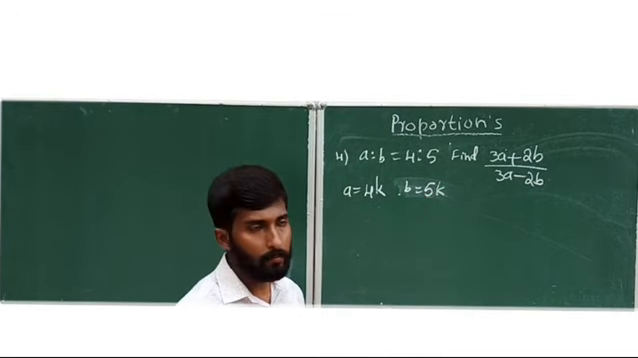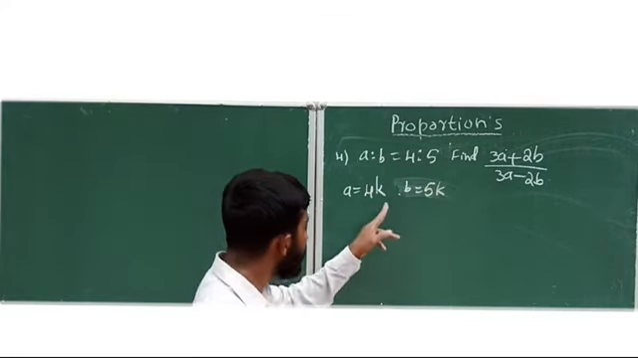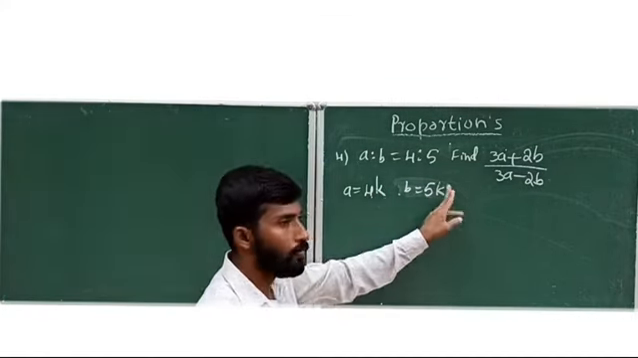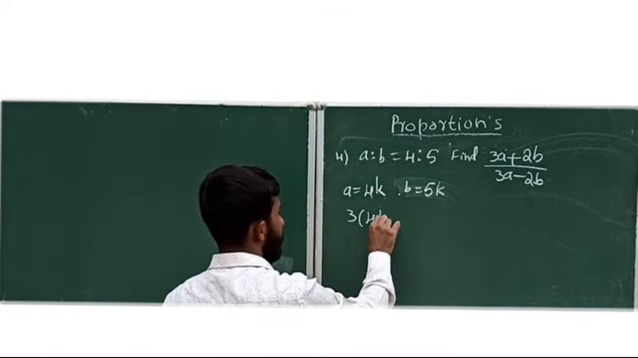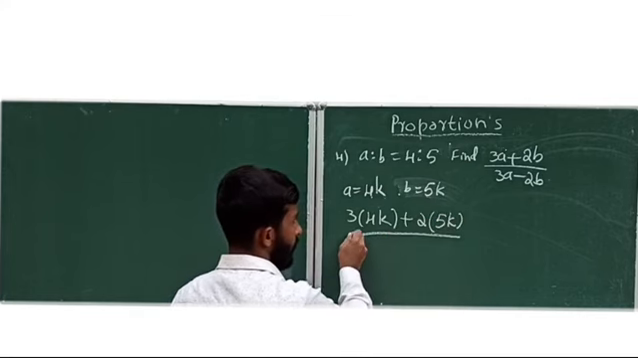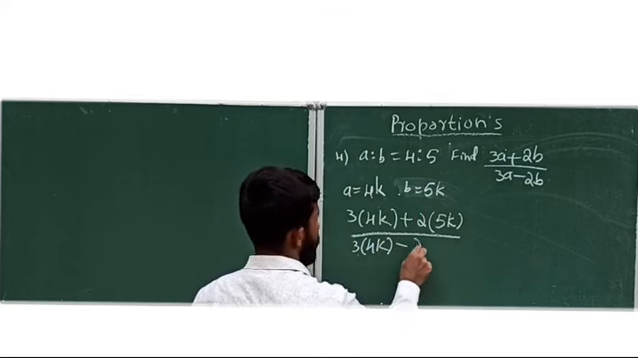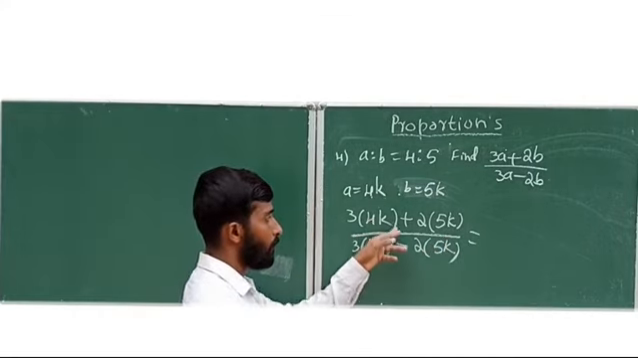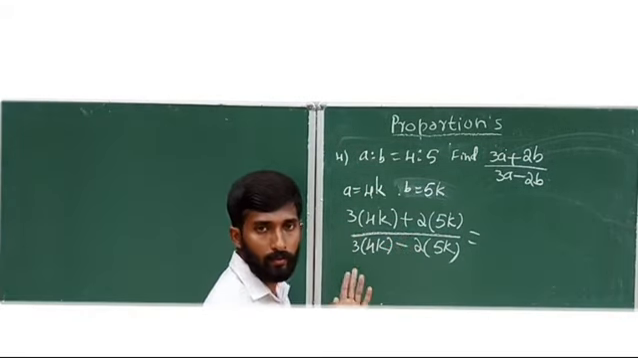We studied that in the ratio concept. Whenever ratios are given, you can't take A equal to 4 and B equal to 5. You need to take A equal to that number into one constant, B is equal to that number into the same constant. Now substitute here: 3 into 4k plus 2 into B value 5k, divided by 3A, 3 into 4k minus 2 into 5k. You can't cancel here because plus is there, minus is there. What's the procedure? First you need to simplify, then only you need to cancel.